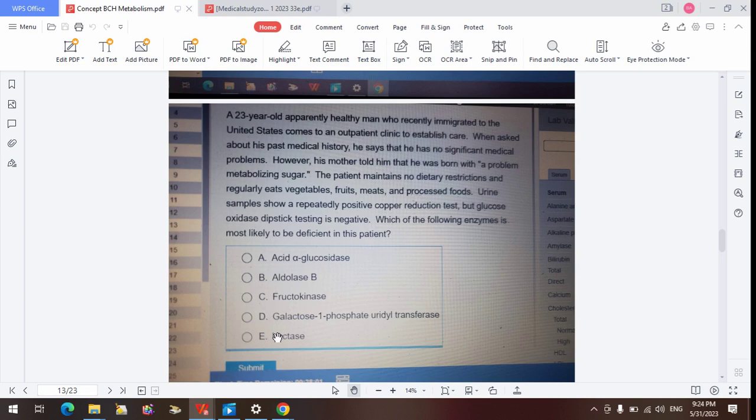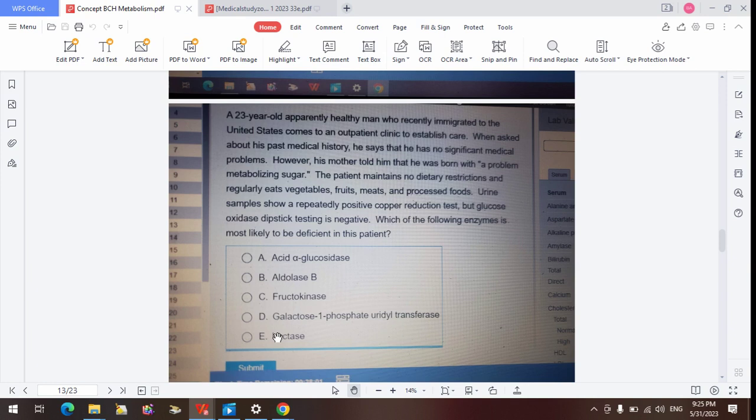A 23-year-old man recently migrated to the US came to the outpatient clinic. When asked, he said he doesn't have medical problems, but his mom told him he was born with a problem metabolizing sugar. He has no dietary restrictions and regularly eats vegetables, fruits, meat, and processed food. Urine samples are repeatedly positive on copper reduction tests, but the glucose oxidase dipstick is negative. Which of the following enzymes is most likely to be defective in this patient? Fructokinase. Yeah, exactly.